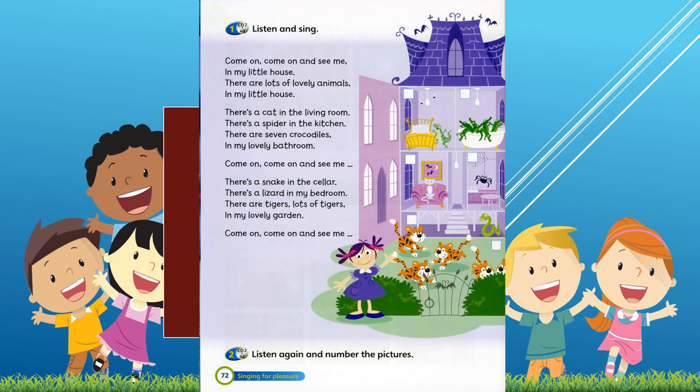Student's Book, page 72. 2. Listen again and number the pictures.